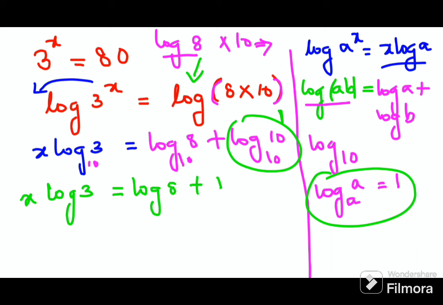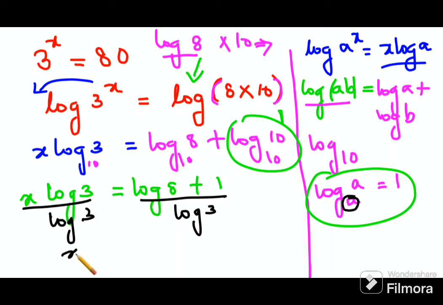Now you might be wondering, then why don't I write base 10? Because it is understood. That's why we don't write it as base 10. If it was any other number, we would have mentioned the base in that scenario. So now in order to find the value of x, we are going to divide by log 3 on both sides. Okay, so you're getting x.